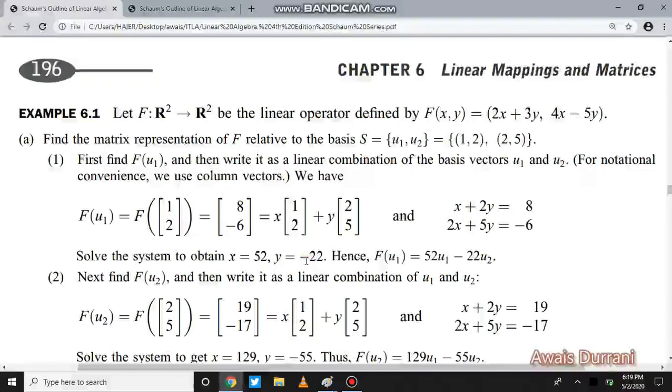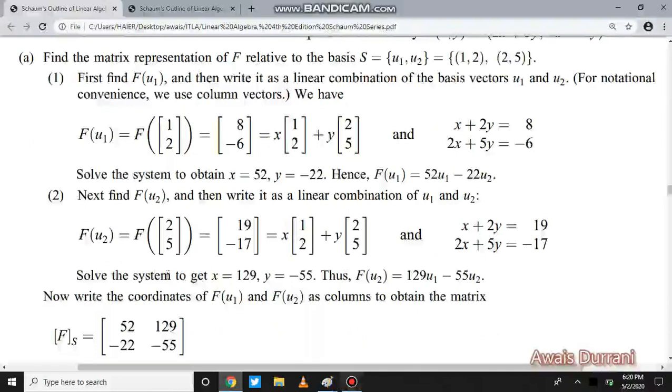Now I am coming towards the second step. We will follow the same steps for f of u2 that we followed for f of u1. And clearly you see that for f of u2, after going through all this process, the value of x becomes 129 and the value of y becomes minus 55. This was a11, a12, and this was a21, a22.